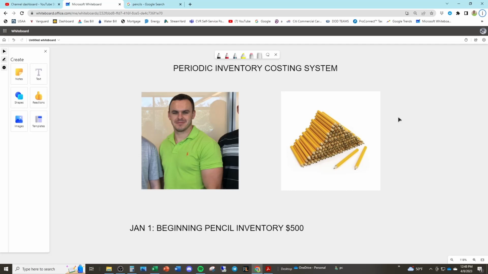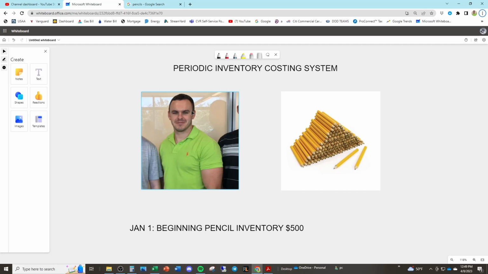In this example, we're going to assume that this handsome young man on the left, Christopher Bell, is in the business of buying and selling pencils. Now, Chris is a small operation. He doesn't want to track inventory every second of every day. It's too much work. He's got a lot going on. So he decides to adopt what's called a periodic inventory costing system. All that means is that you count inventory at specific times, once a month, once a year.